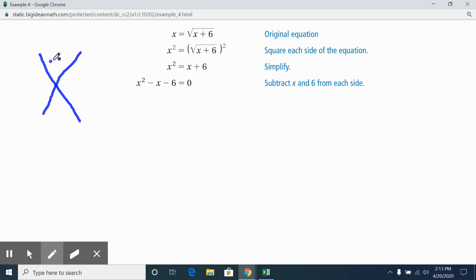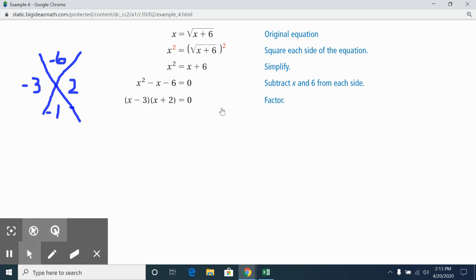Still using skills from chapter 7. So I want to figure out what multiplies to -6 and adds to -1. Those numbers would be -3 and +2. Okay, so if you know this step, I'm going to move on and show you what the book does.